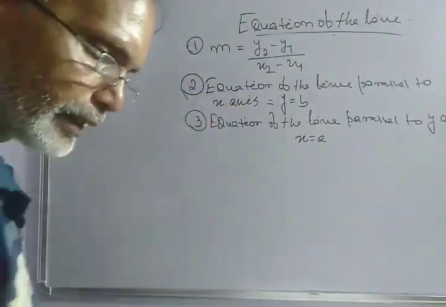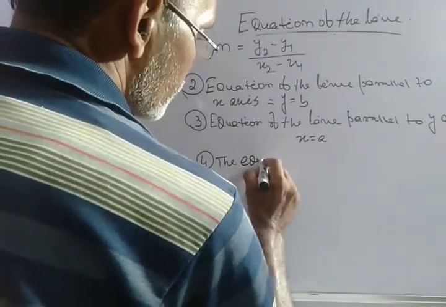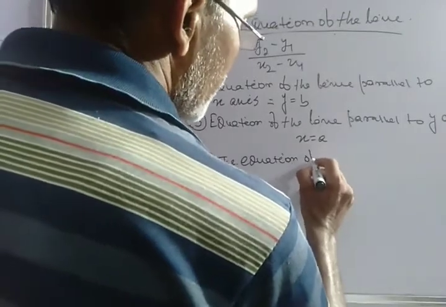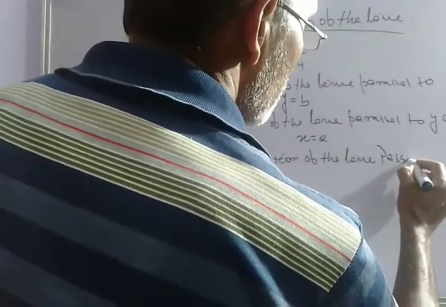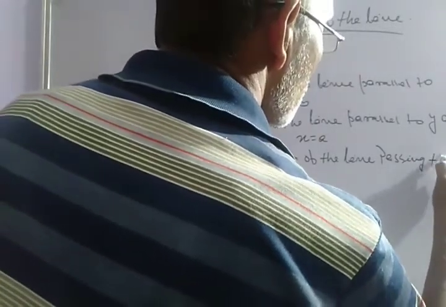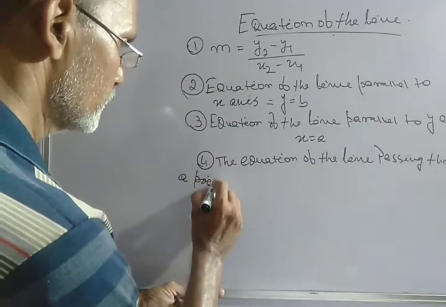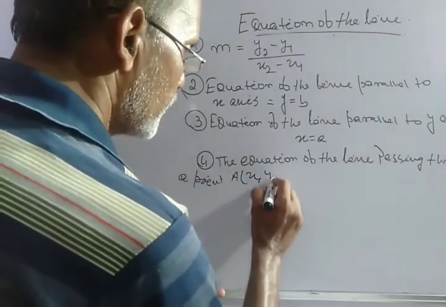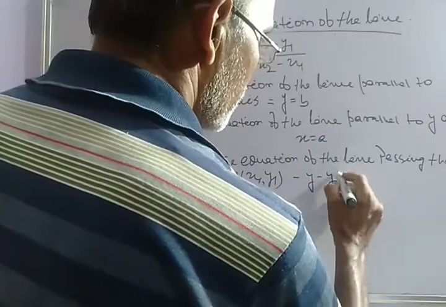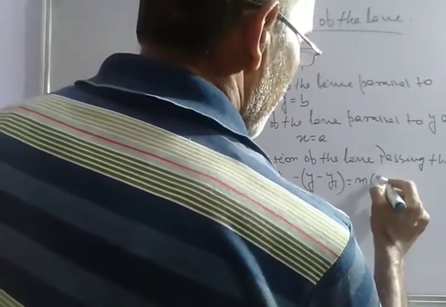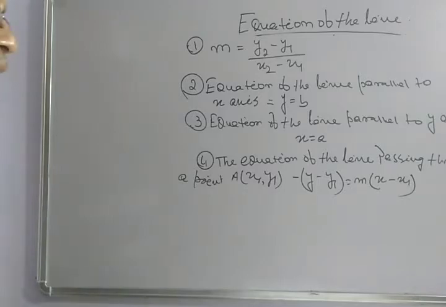Number 4, the equation of the line passing through a point A is equal to x1, y1, is y minus y1 is equal to m into x minus x1.